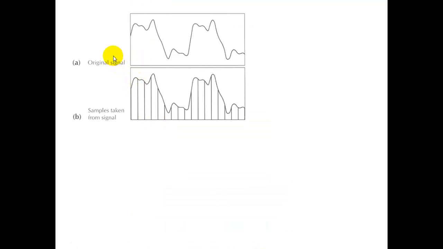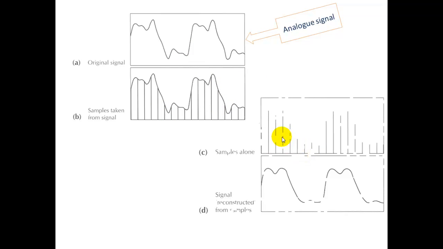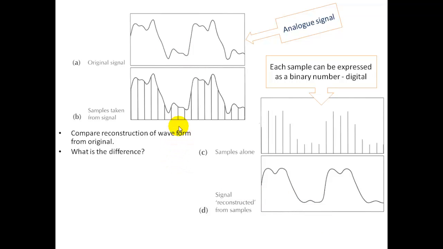And here we have another example. Original signal, sample taken from the signal. This is the analog signal. These are the samples that are taken, and these are just the samples alone, and you reconstruct the signal, and it's not a true reproduction of this. Now, if you compare this with this, what is the difference? Well, basically, the details are missing because this is not sampled at a high enough frequency.